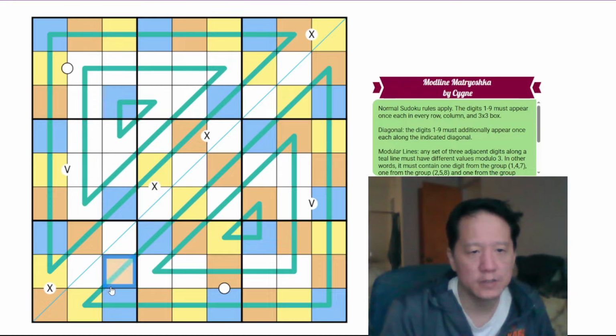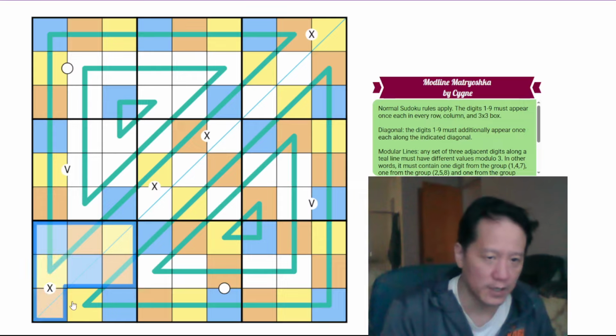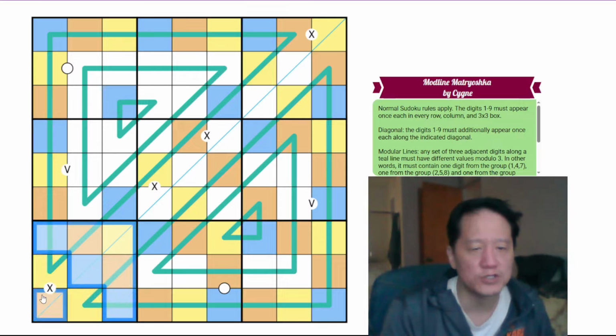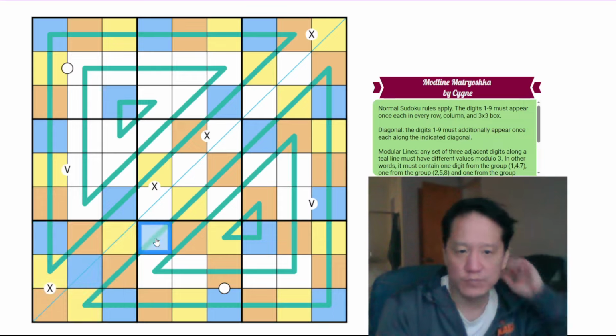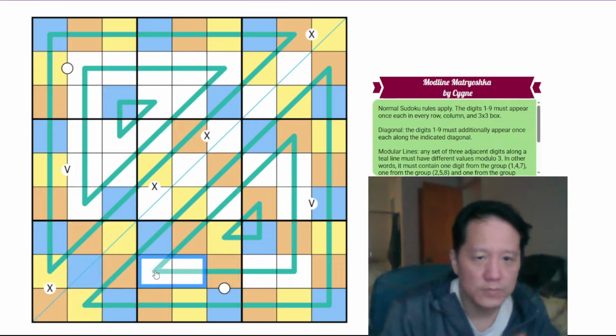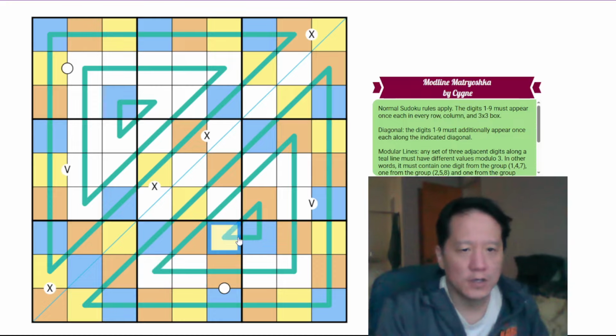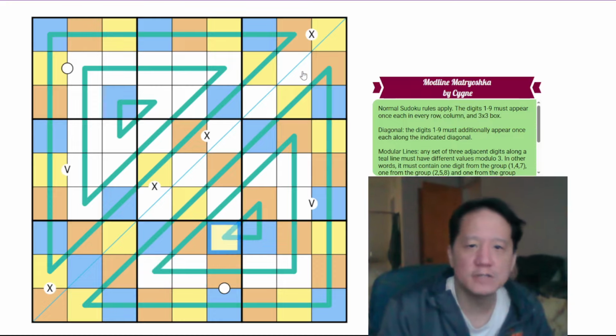Let's see. We have 3 blues and 3 oranges in row 7, so this can't be blue or orange, it's yellow. That leaves this digit as a blue, because we don't have blue remaining. We have only 2 blues in this lower left-hand box. Same with this.